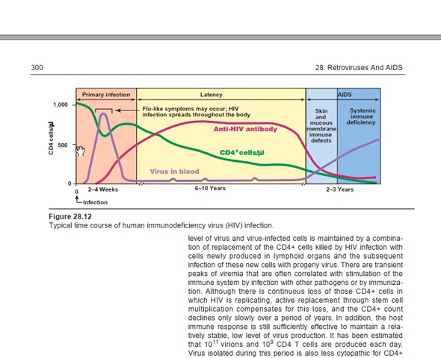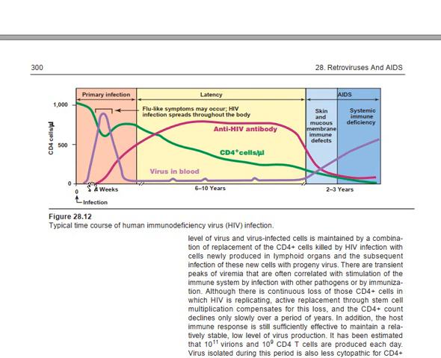So you need to know these are the different diagrams. The diagram in green is going to show the CD4 level. The diagram in purple is going to show you the virus level in blood, and the diagram in pink is going to show you the anti-HIV antibodies. At the beginning, the CD4 level is going to be very high, that is 1000. So that's the normal level of CD4, supposed to be 1000.